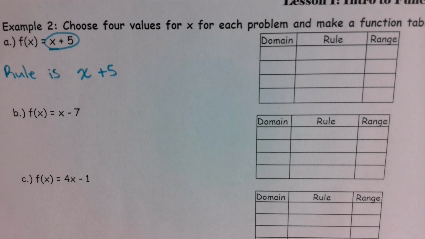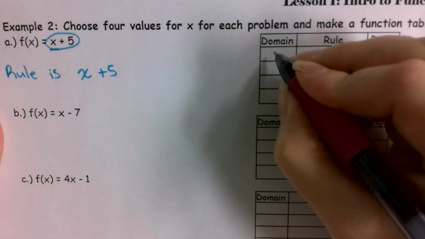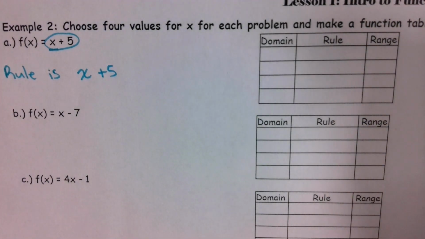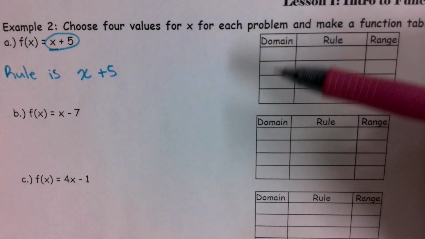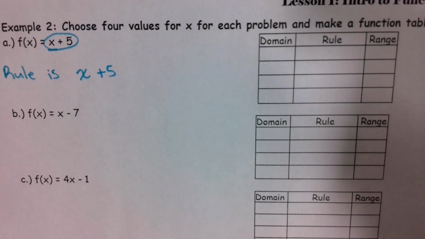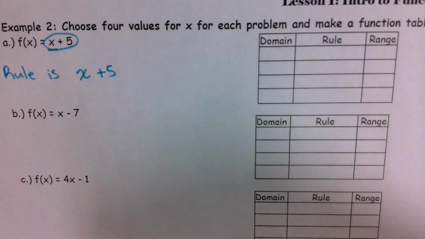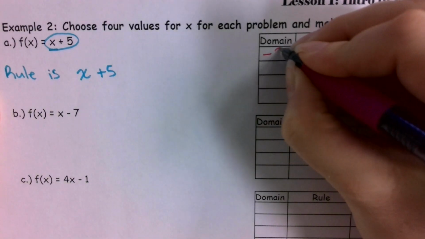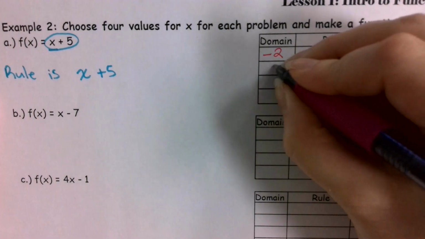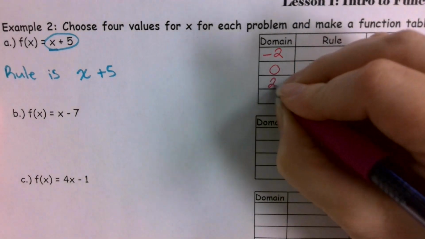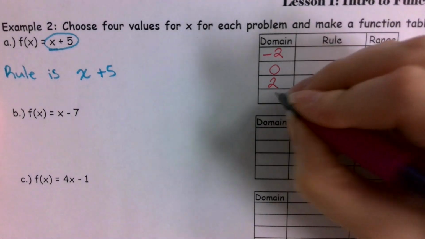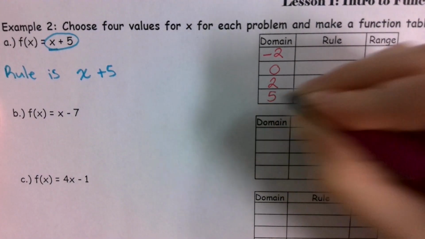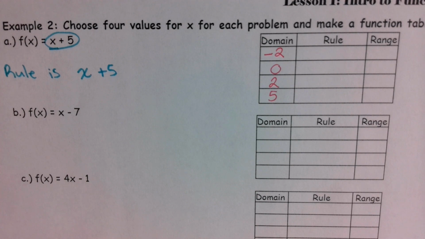So I'm going to go ahead and give you guys the values of your domain. It's always a good idea when you're filling out a function table, you should always have negative values, 0, and positive values for your domain. It gives you a good idea of the pattern that will follow. So I'm going to go ahead and pick out -2, 0, +2, and we'll say +5. -2, 0, +2, and 5.